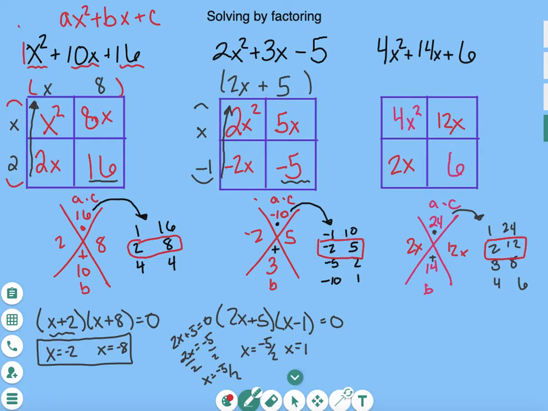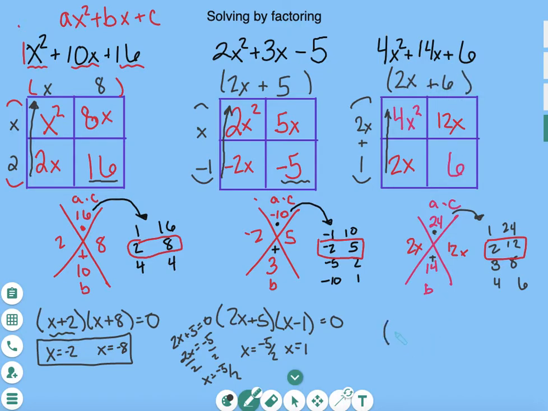Now we're ready to factor. So the greatest common factor of our anchor piece here would be 2x. And then what times 2x gives us our 4x squared, which would be 2x. And what times 2x makes 2x would be just 1. And then what times 2x gives us 12x, which would be 6.